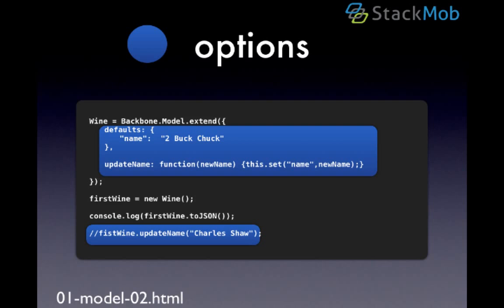Now I'm just going to assign a default here, so I want to put in a default name so that when I create a new instance of my wine model it has a name. And I also want to add a method called updateName that, when you pass in an argument, will set the name of this instance to whatever name is passed in. So I'm doing first wine, and I set it equal to a new wine instance, and I'm not passing in any names, so it's going to give me my default, and then I'm going to send that out to the console log so I can see it.